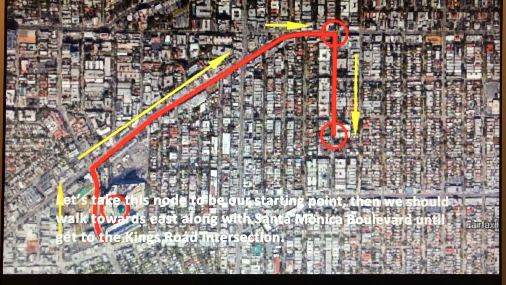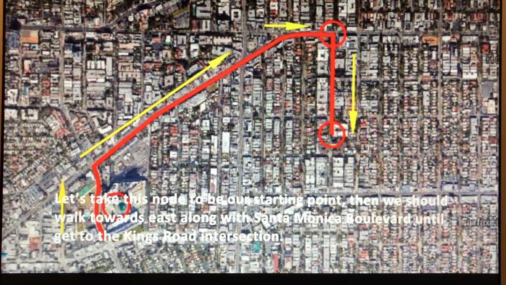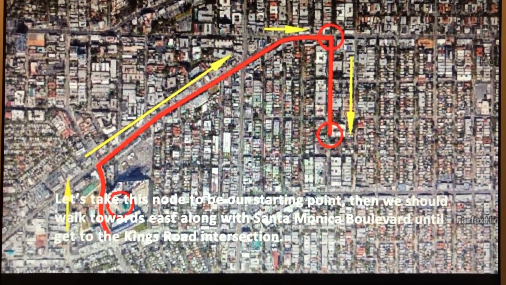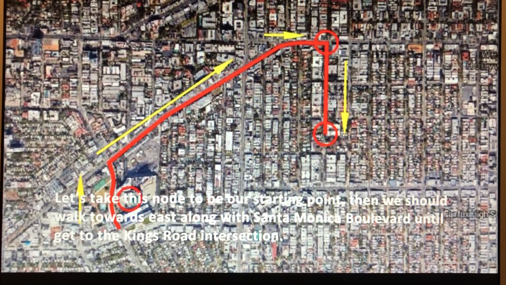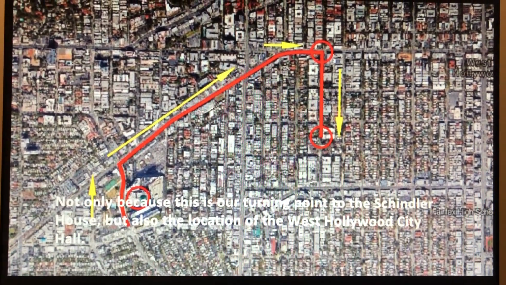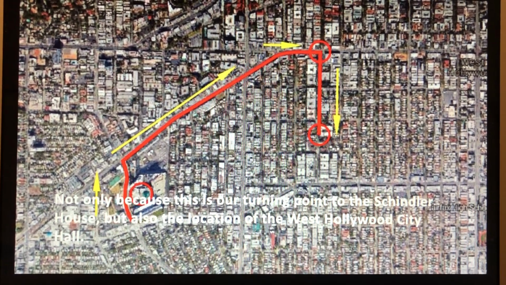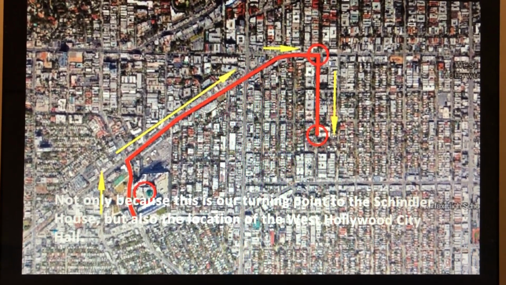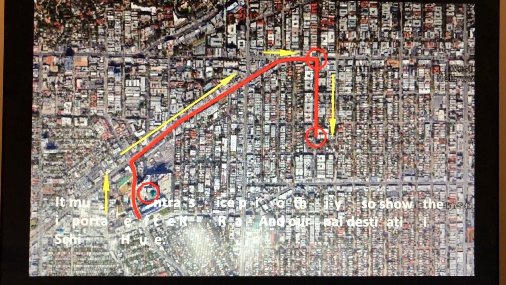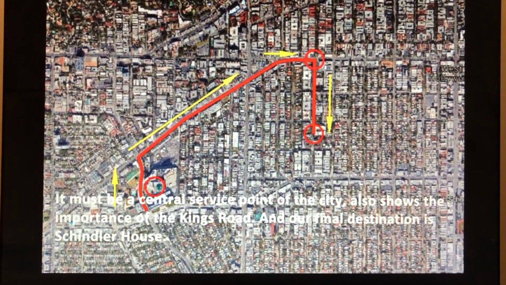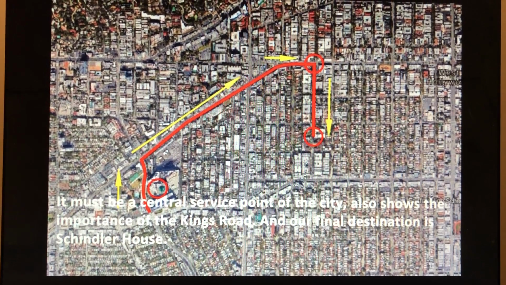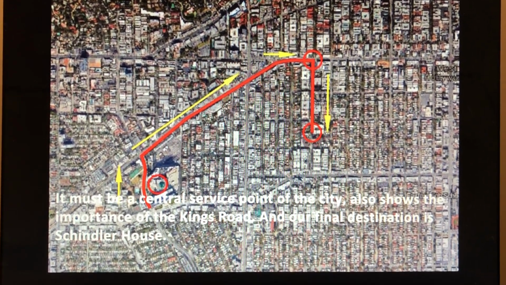Let's take this node to be our starting point, and then we work east along Santa Monica Boulevard until we get to the Kings Road intersection. Not only because this is our turning point to the Schindler House, but also the location of the West Hollywood City Hall. It must be a central service point of the city. It also shows the importance of Kings Road, and our final destination is Schindler House.